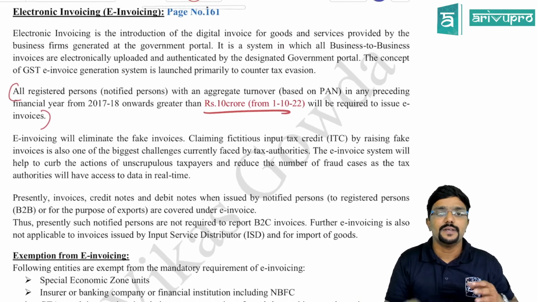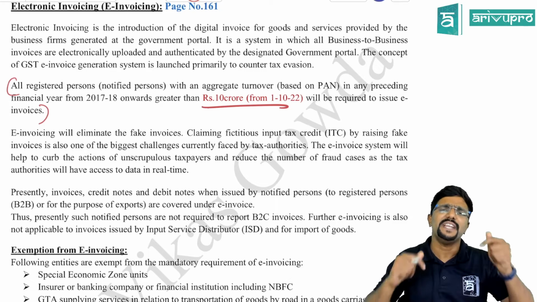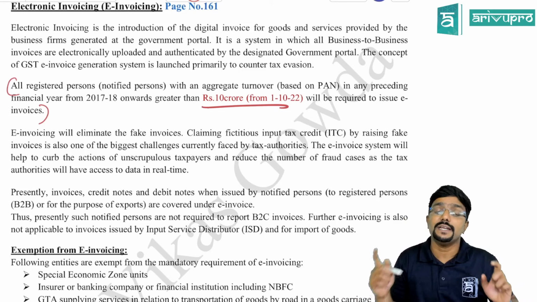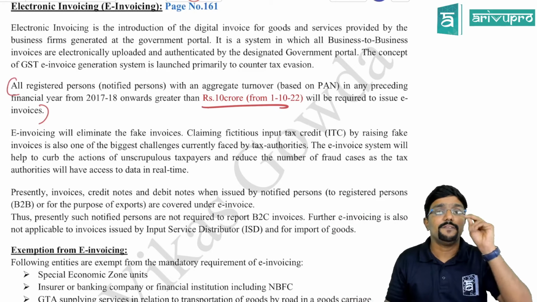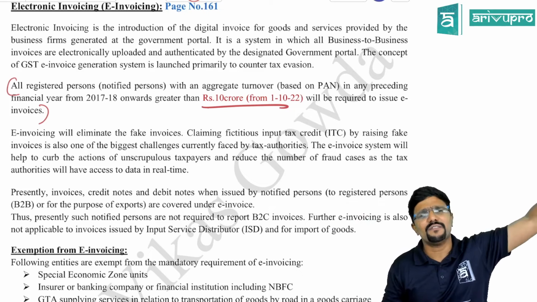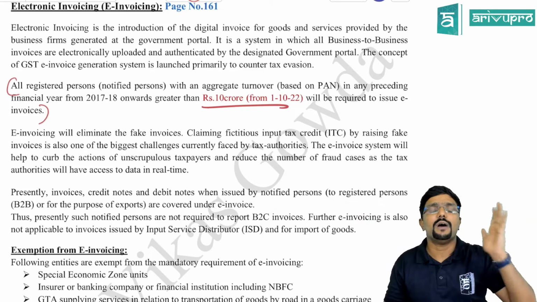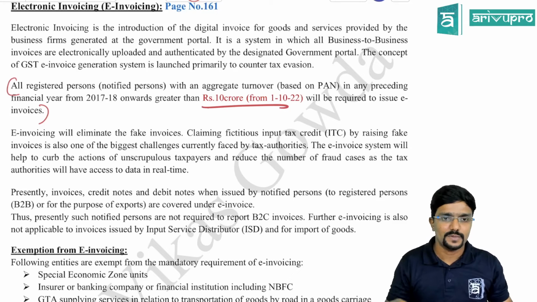Means the GST was implemented from the year 17-18. From 17-18, in any year, if your aggregate turnover is more than 10 crore, see, the limit is reduced to 10 crore on 1st October 2022. But if your aggregate turnover in any year from 17-18 is more than 10 crore, then you have to issue e-invoices. That is in the electronic form.